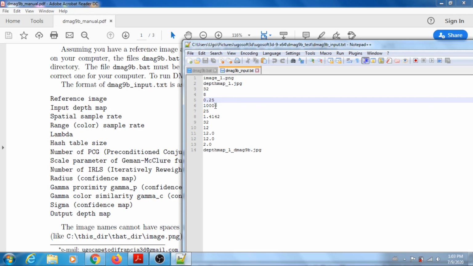The next one, the hash table size, you shouldn't really worry about it, unless things get too slow, then you can increase it. Instead of 10,000, you can put 100,000. I don't think it's a big deal. Next one, don't care.